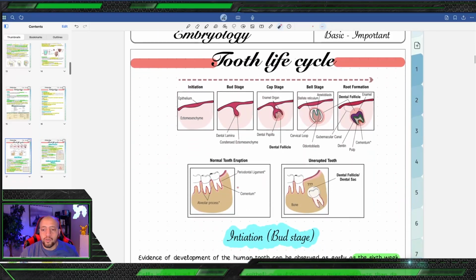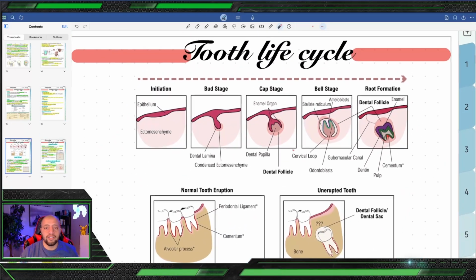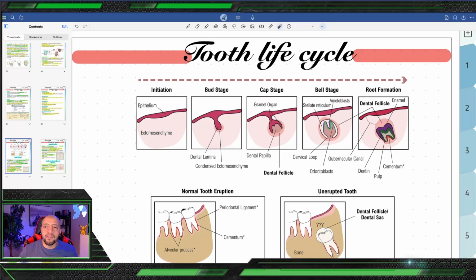Let's go to a different story. I think this story is really interesting: the story of the tooth life cycle. The tooth life cycle starts by initiating, then goes to the bud stage, cap stage, bell stage, and root formation. How are we going to discover this story? I'm going to tell you each stage, when it will happen, what is going to happen, and what error will lead to which defect you will see.